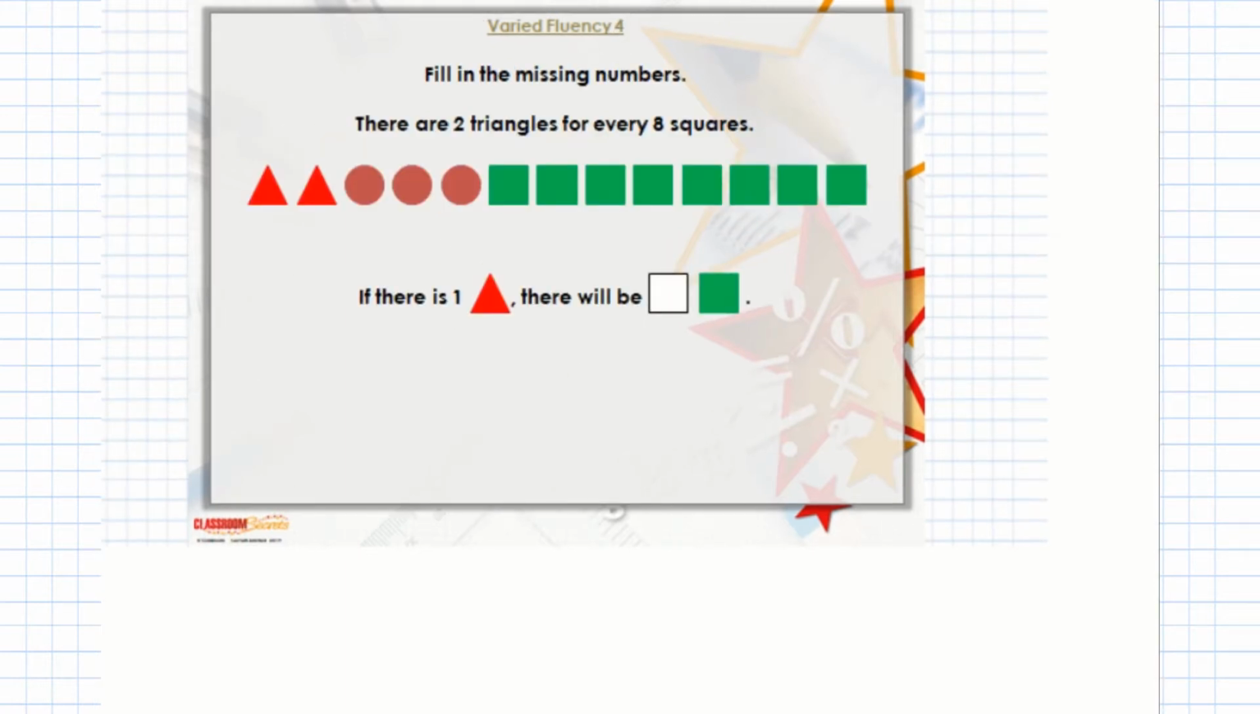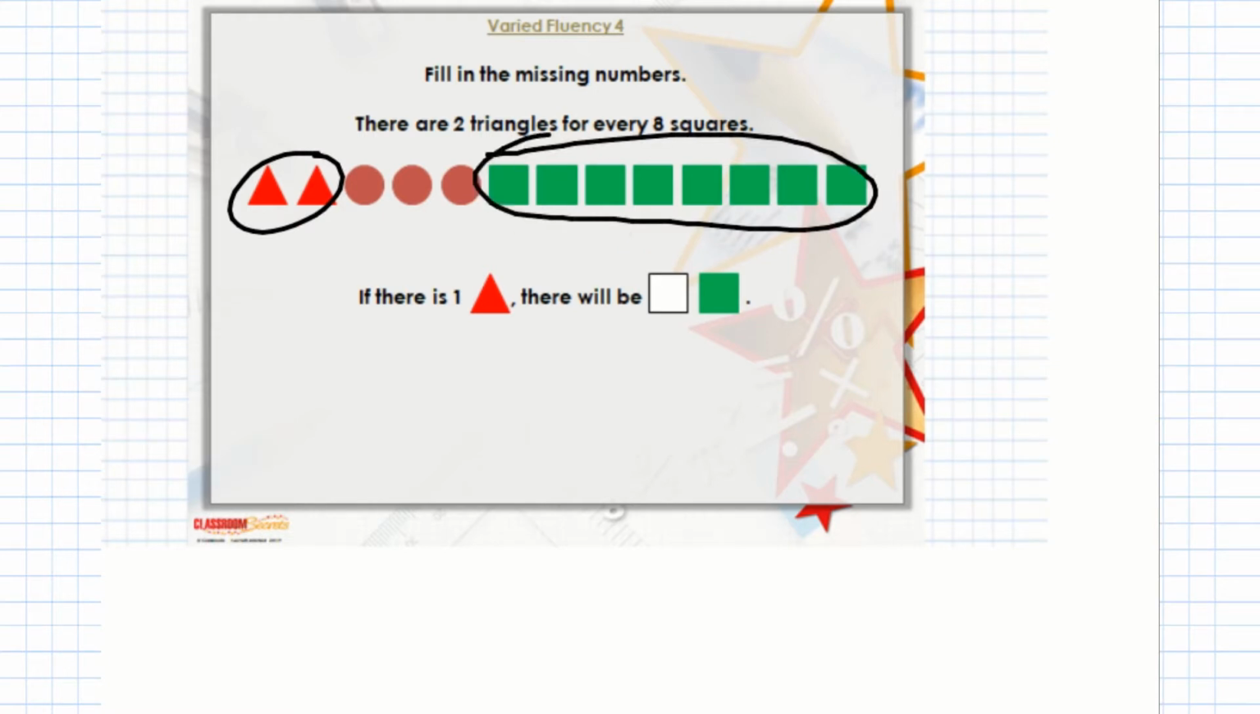Fill in the missing numbers. There are 2 triangles for every 8 squares. If there is 1 triangle, there will be how many squares? So there's 2 here and there's 8 squares. So if we're simply going to be halving that to make 1 triangle, we want to do the same with the other shape. So we're going to halve this. Half of 8 is 4, so if there's 1 triangle, there will be 4 squares.